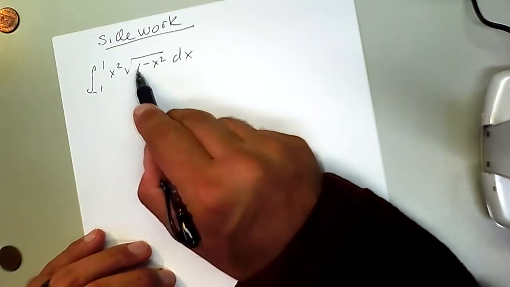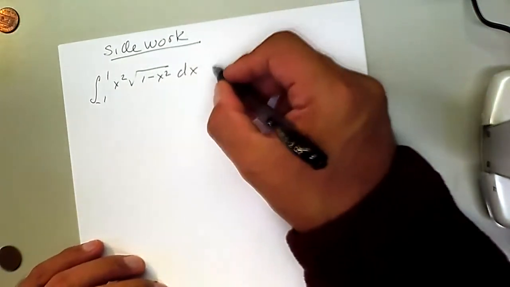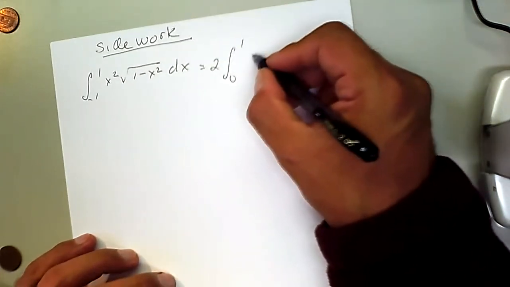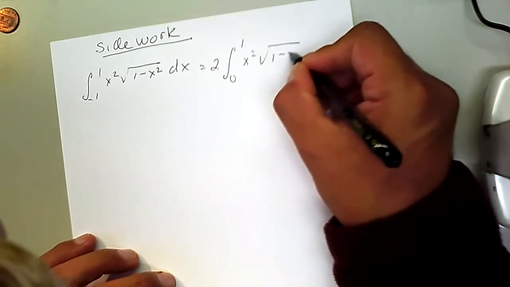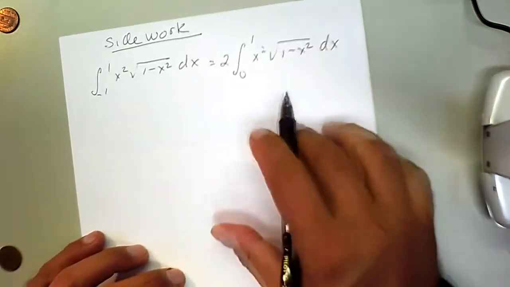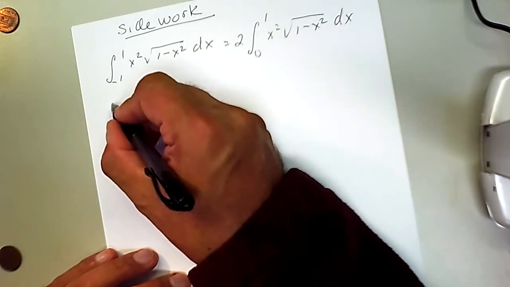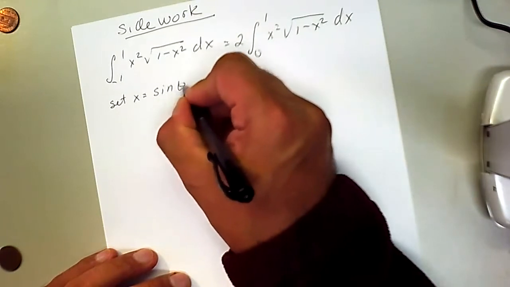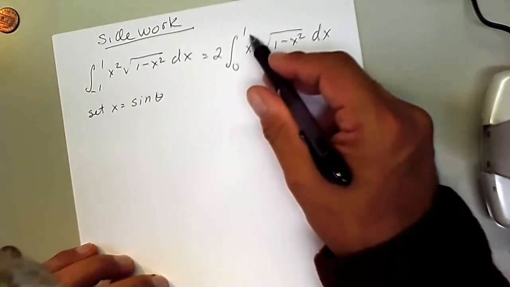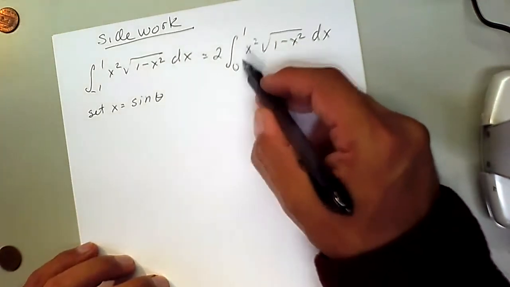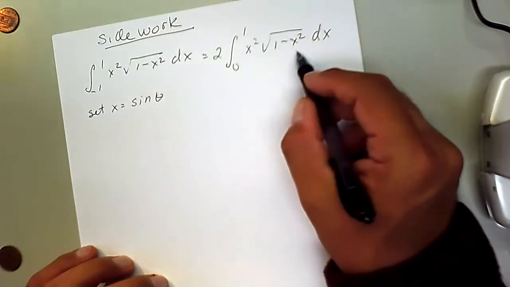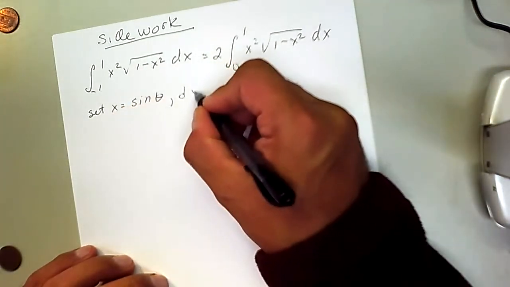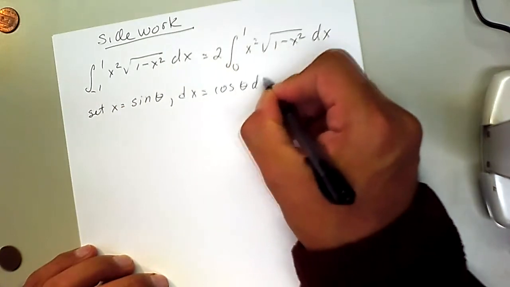This is an even function, and so is this. Multiplying 2 even functions gives us an even function, so we can double up and integrate from 0 to 1. Same thing, x squared square root of 1 minus x squared dx. We're going to set a substitution. So we're going to set x to be the sine of theta. And theta is going to go from 0 to pi over 2. So that is a nice transformation. And dx will be cosine of theta d theta.